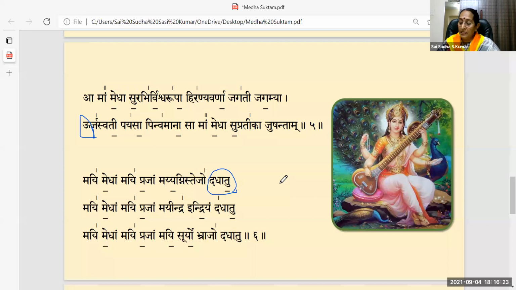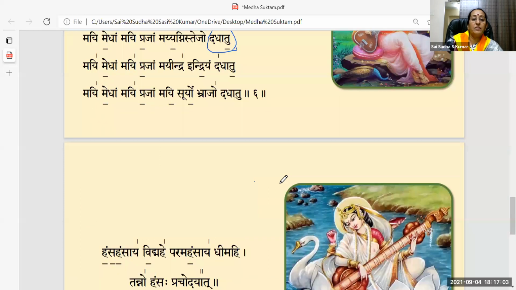And then Indra is the god of the Indriyas. So we are praying to Indra for control over our organs, both karmendriyas and jnanendriyas. Then we pray to the Sun God for illuminating. The Sun God is always for illuminating, so the quality of illuminating. So this is in short the meaning of Mayi Medha.